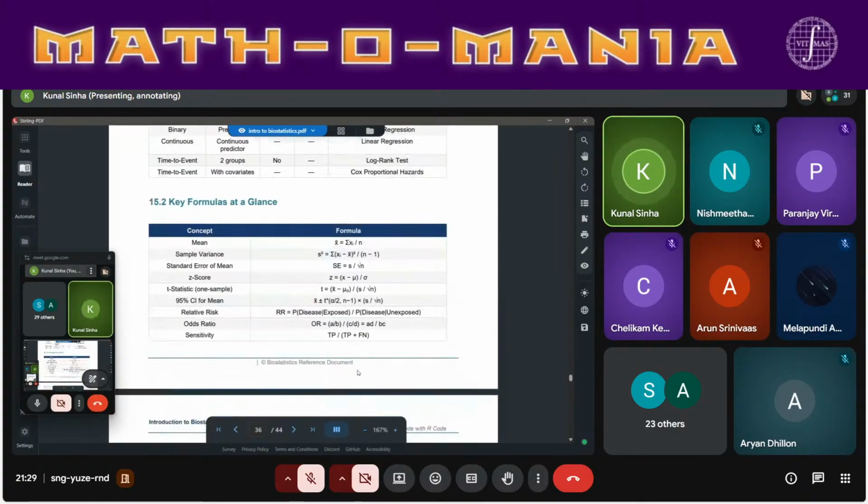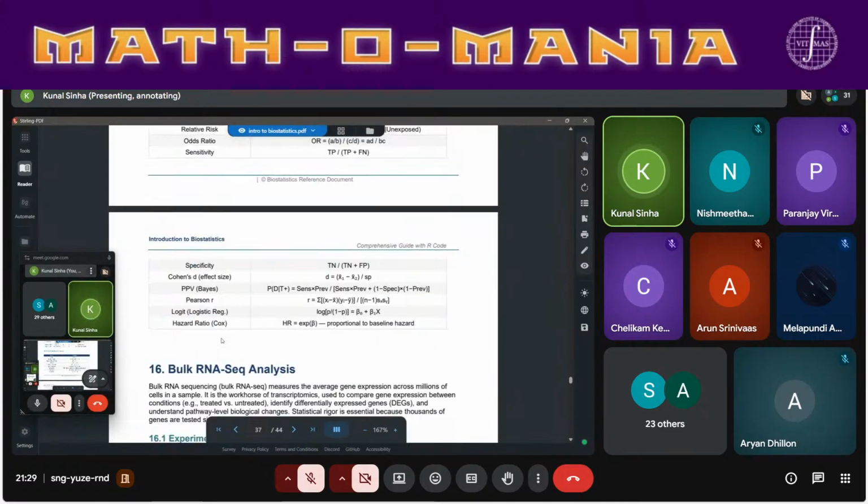And these are the formulas of basic statistics that we'll be using when studying anything actually, not just biology, anything. So mean, variance, standard error, z-score, t-statistic, CI. So 95% CI is basically the 95% confidence interval, like I said. Relative risk, odds, and sensitivity. There are some others, but yeah.